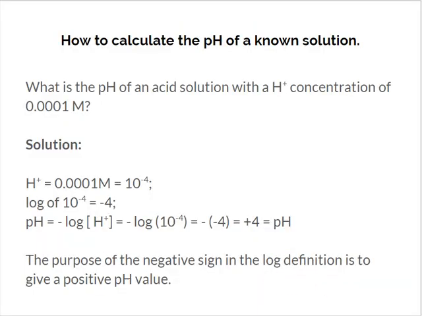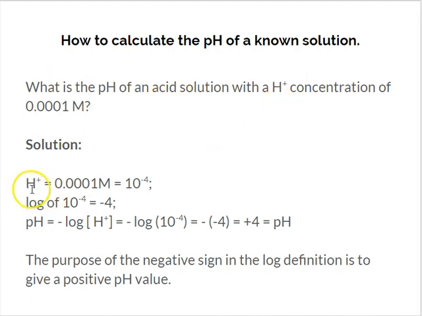So let's think about what I mentioned earlier. If we know that the pH of a solution is equal to the negative log of the concentration of hydrogen ions, and we wanted to go through and do a calculation. It says, what is the pH of an acid solution with an H+ concentration of 0.0001 M? So this is that molarity. The concentration is very small. This is a very low concentration of hydrogen ions.